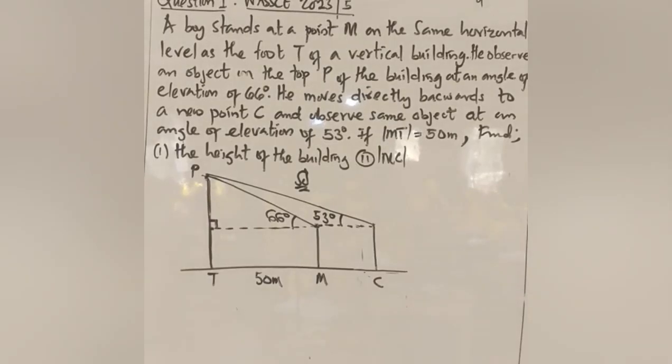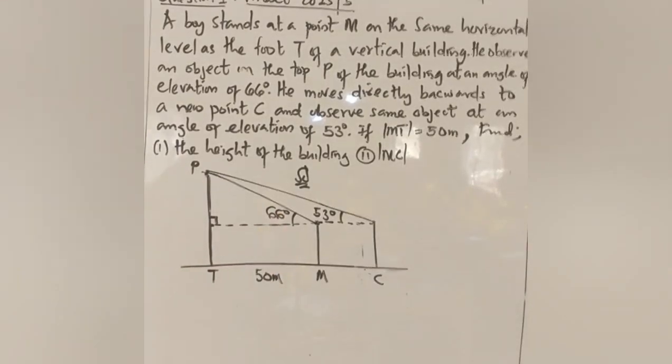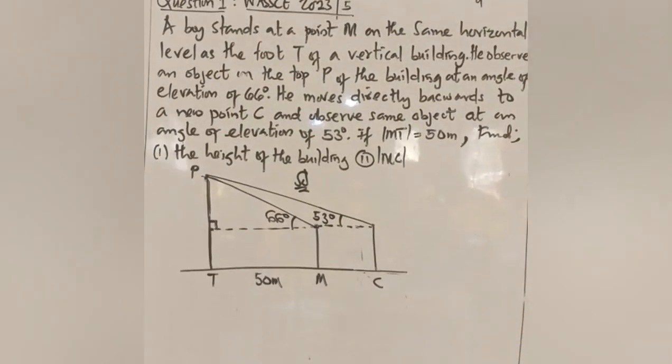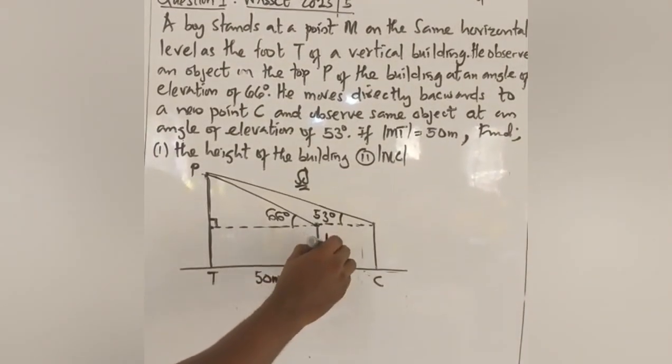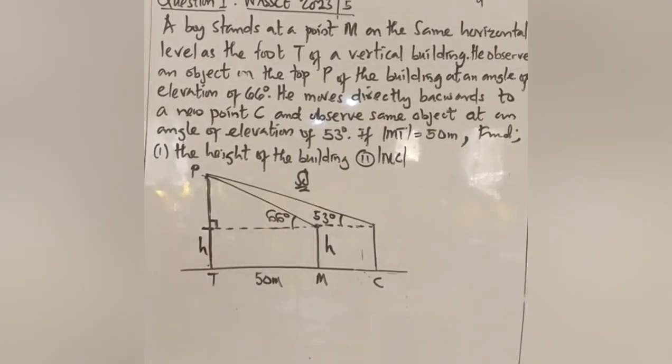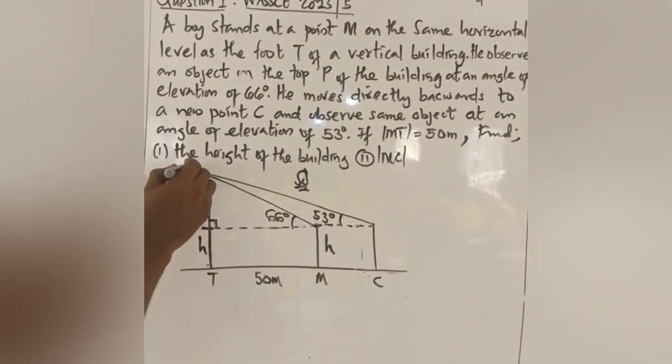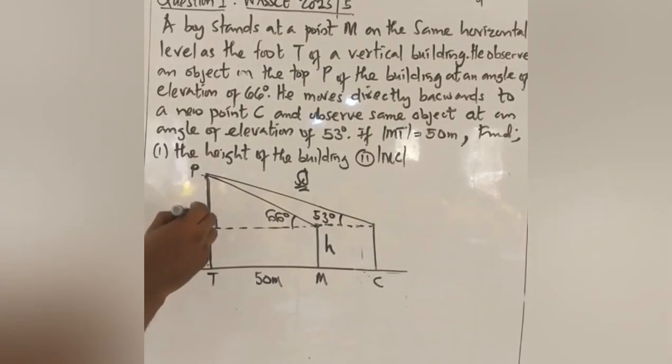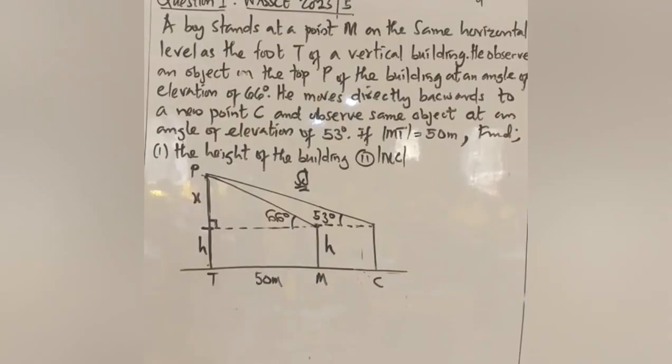But there's a problem here. We don't know the height of the boy. If the height of the boy is h, it means from here to here will be h. The height of the building is from P to T. But we don't know this side. So let's call this side x. So the height of the building is actually x plus the height of the boy.